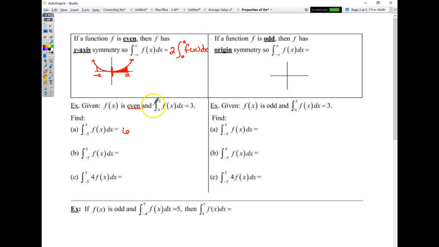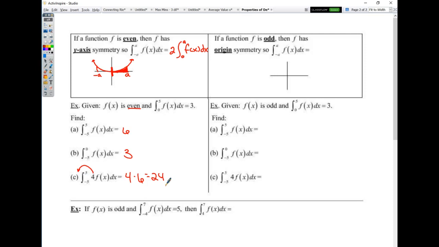Likewise, if I know that this function is even, if I go from 0 to 3, and that's positive 3, then from negative 5 to 0, this will also be a positive 3. And if I take this, all I would do is multiply the 4 out to get 4 times whatever my answer from a is, and get 24.